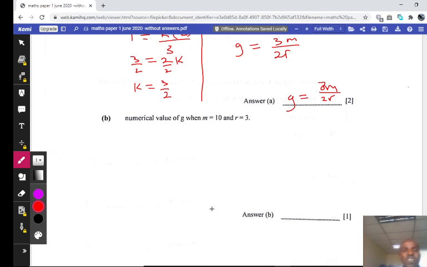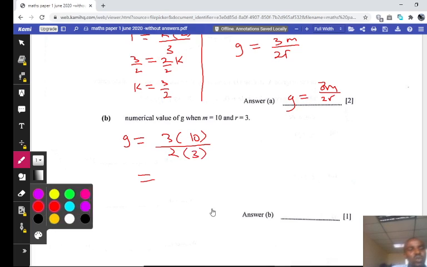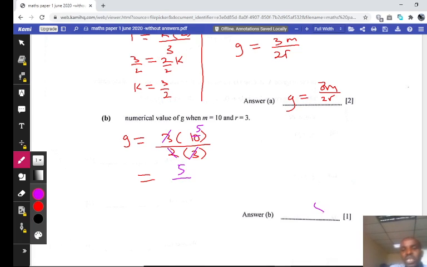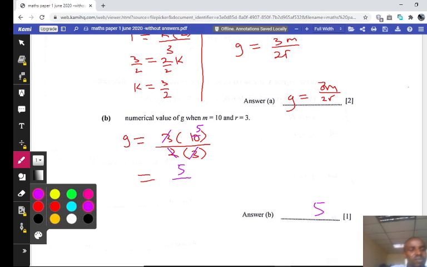Find the numerical value of G when M is equal to 10 and R is equal to 3. So you just substitute in that equation. M is equal to 10, so where there is M, you put 10, and where there is R, you put 3, like this, which is equal to. Then you cancel off. 3 will cancel 3. Then 3 into 10, it will be 5. So G actually will be equal to 5.